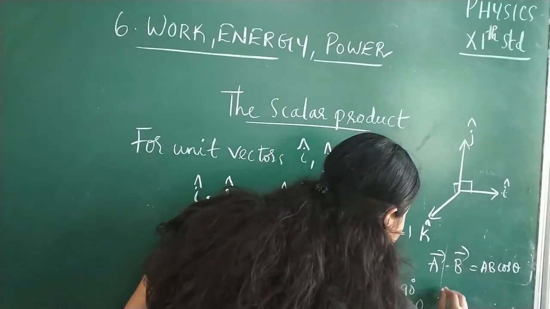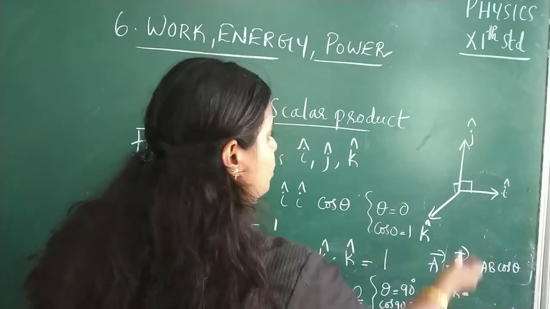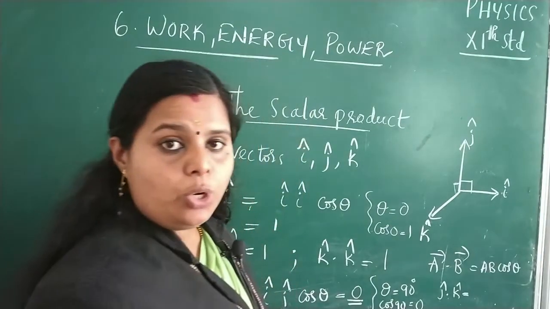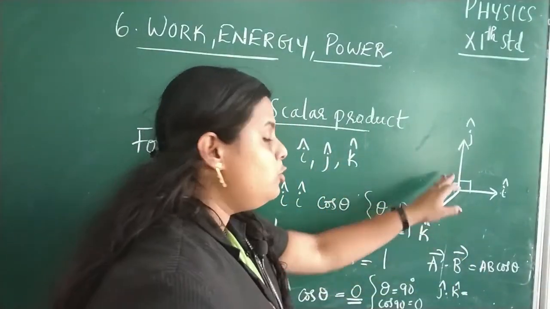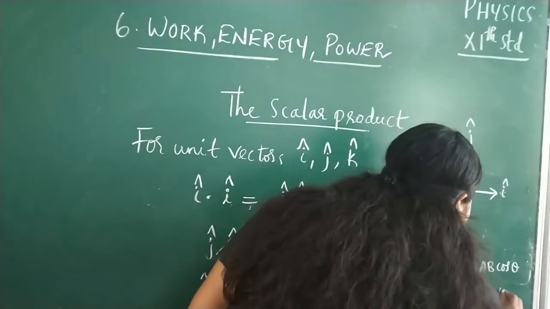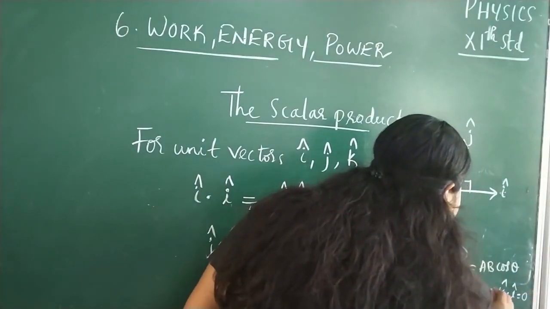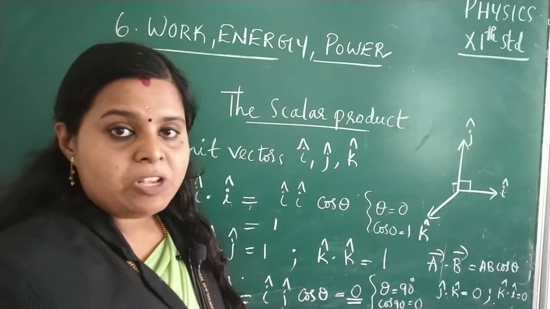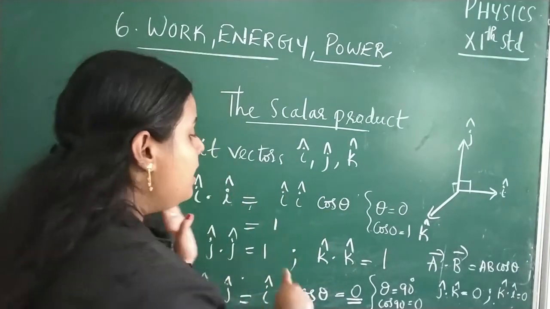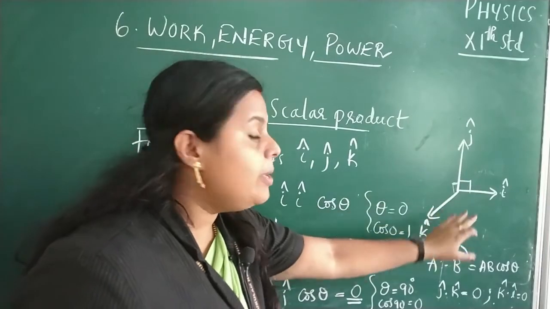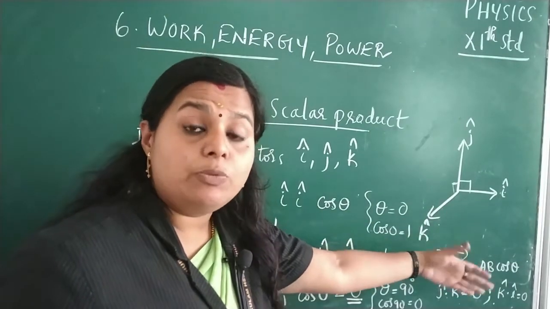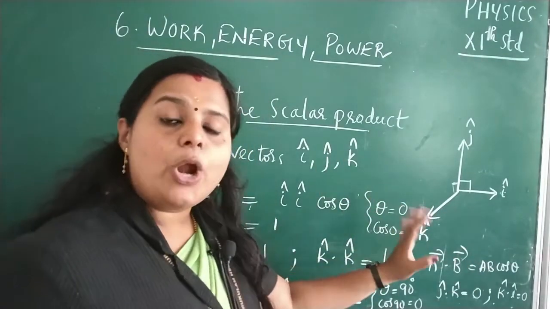Similarly, the scalar product of unit vectors J dot K. J and K are unit vectors perpendicular to each other. They are mutually perpendicular. So the angle between these two vectors is again 90 degrees, and cos 90 is 0. So J dot K is also 0. And what about K dot I? Again it is 0, because K and I are mutually perpendicular. So if we take the scalar product of the same unit vectors, the answer will be 1. If we choose mutually perpendicular unit vectors, the answer will be 0. Clear? So that's all about the scalar product of unit vectors.